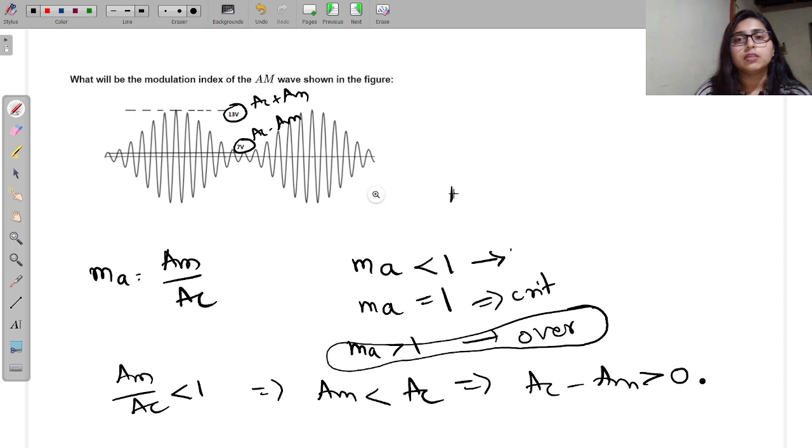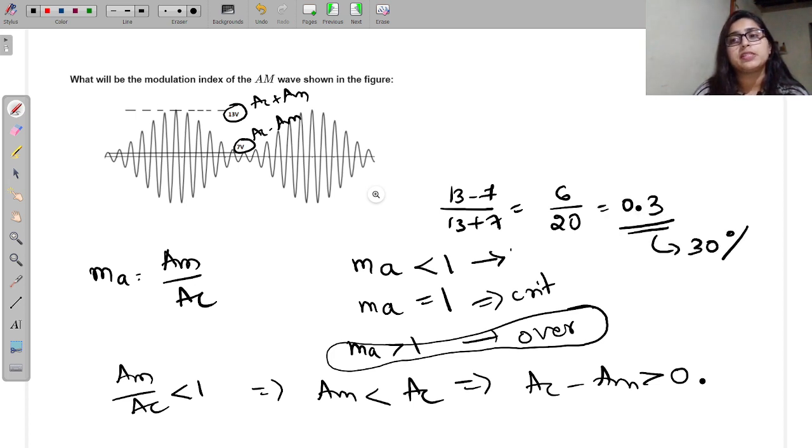13 minus 7 divided by 13 plus 7. So this is 6 divided by 20. So this is equal to 0.3 and the depth of modulation in percentage, that is 30%. So this is how you can find out the modulation index from the figure.